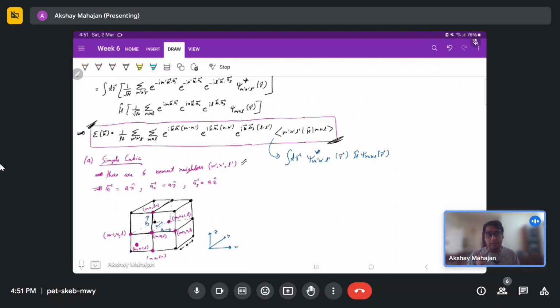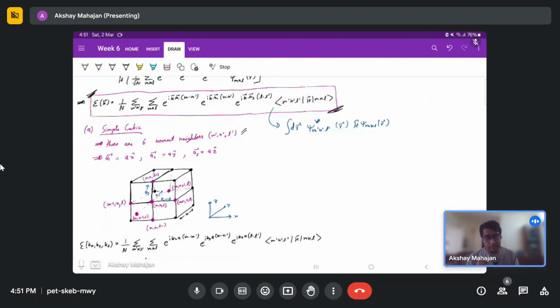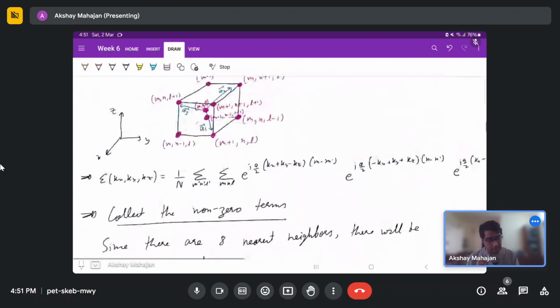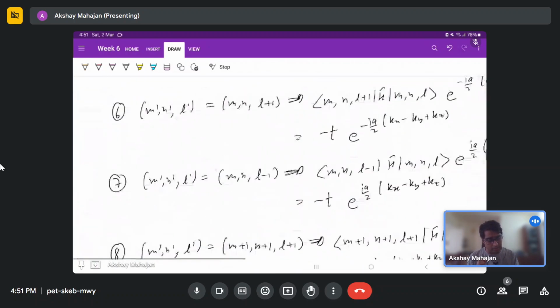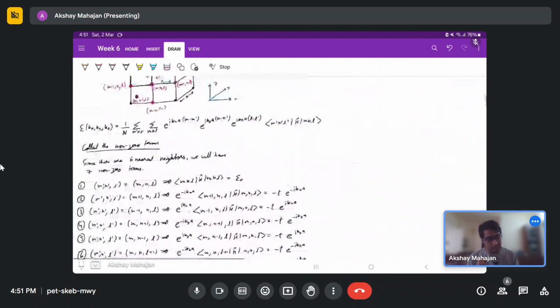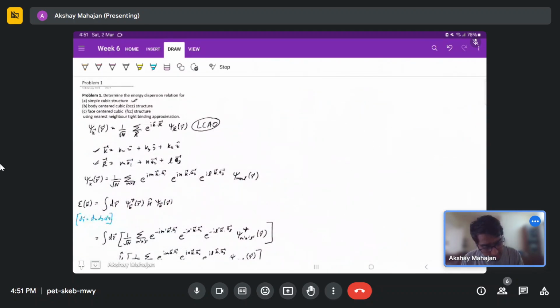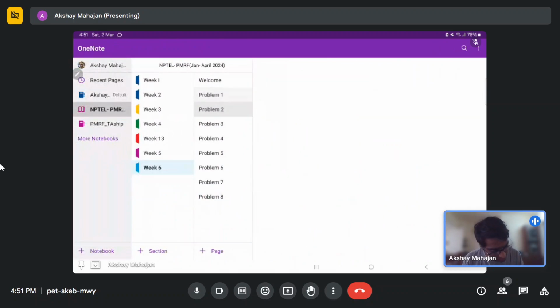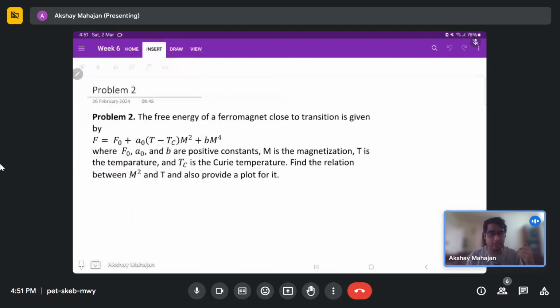So from this equation, you just have to put in your lattice vectors a1 to a3, and then find the coordinates for your neighbors in terms of m, n, l, like we have done for all these three cases: simple cubic, BCC, and then FCC. Alright, okay, so this was from last week, from the week 5 session.